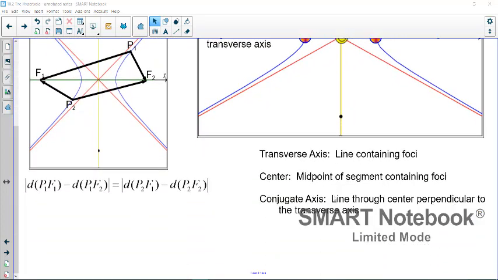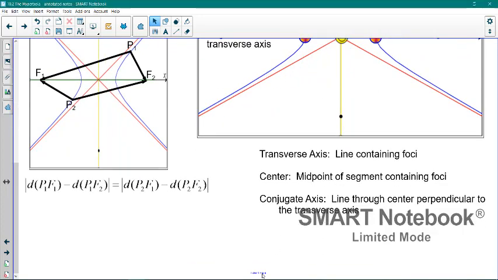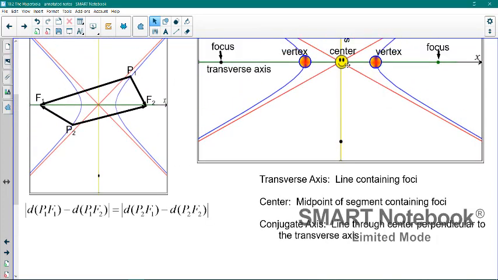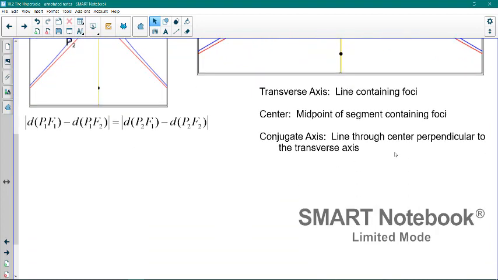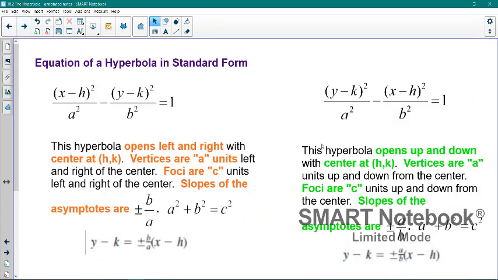All right. You'll see the symbolization, I guess you could say, of the statement about the constant distances down here. Again, the transverse axis contains the foci. It also contains the vertices, just to say. The center is the midpoint of the segment that contains the foci. In other words, the foci are the same distance away on each side of the center. And then the conjugate axis is a line through the center perpendicular to the transverse axis. All right, so those are all the moving parts, or not so moving.